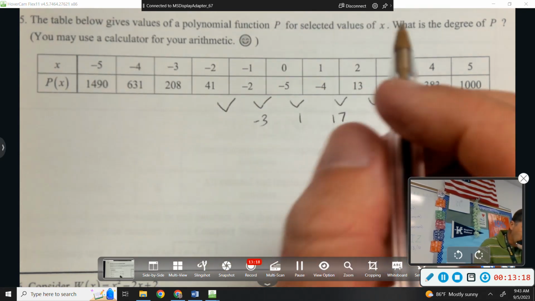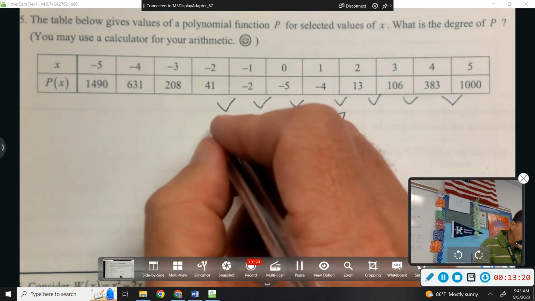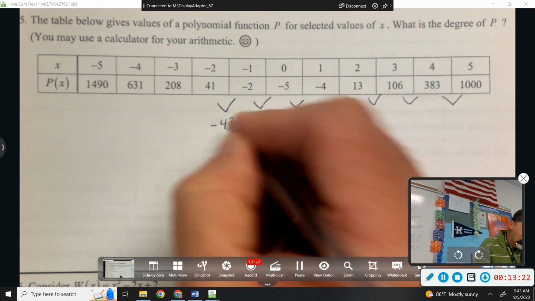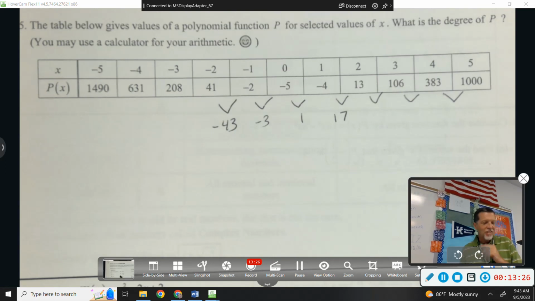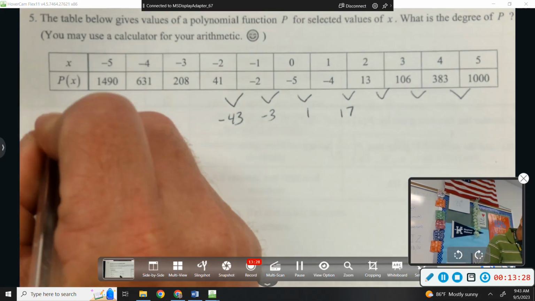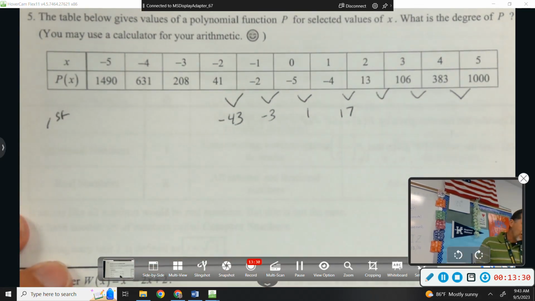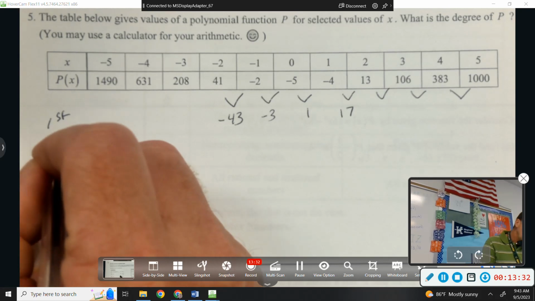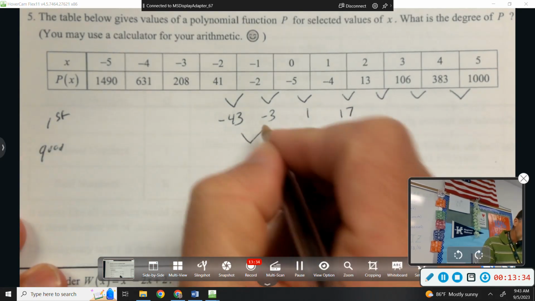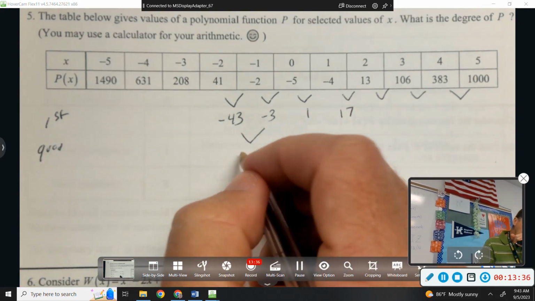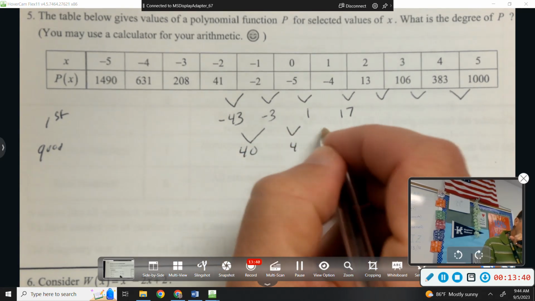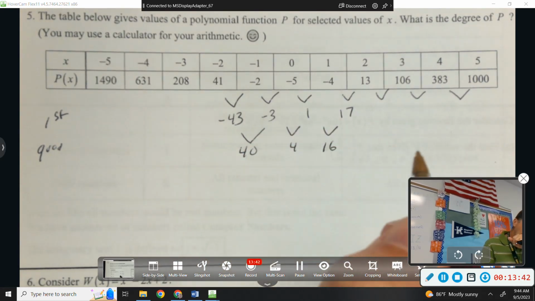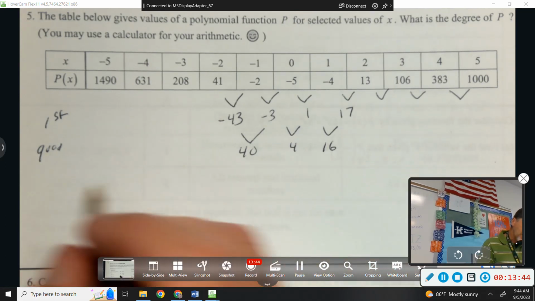I wonder if I could start in the middle and make my life a little bit easier. Right, I'm doing the easy numbers. So that's my first difference. Clearly not linear. A quadratic would be the second difference. So that is a plus 40 and a plus 4 and a plus 16. So not quadratic.